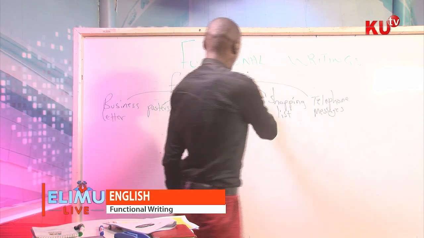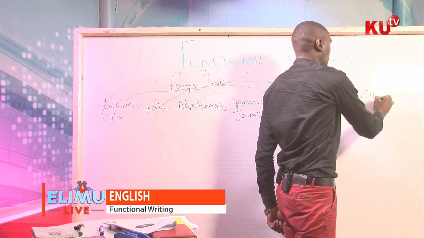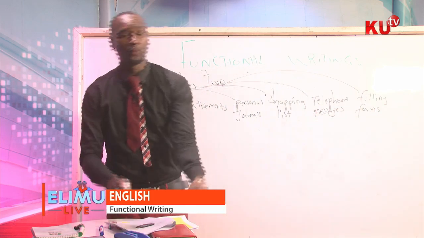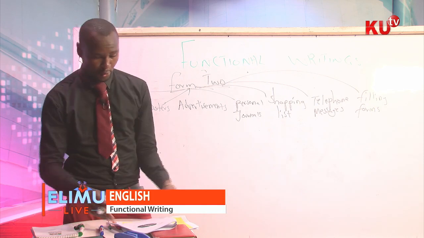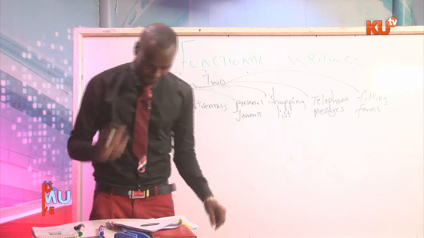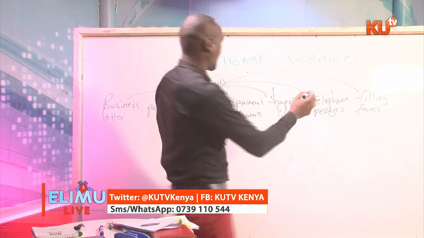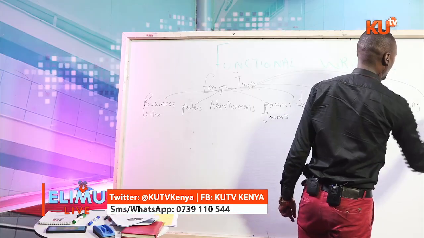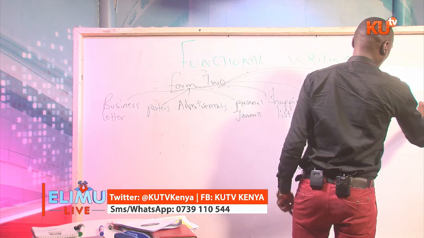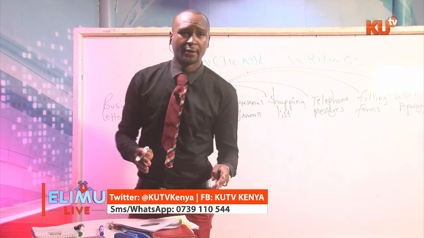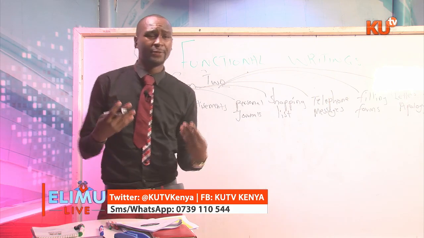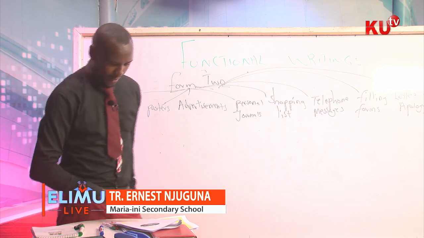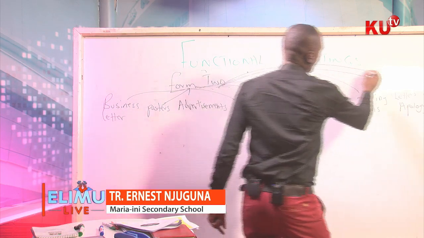And then you have filling forms. Learners, forms are very important because we fill bursary forms. Now, if you don't know how to fill a form, it can be a bit tricky for you. Also, we have letters of apology. This is Form 2 work. To err is human, but when you make a mistake, how do you apologize in a letter? Again, we'll cover that in Form 2. And then you have invitations.